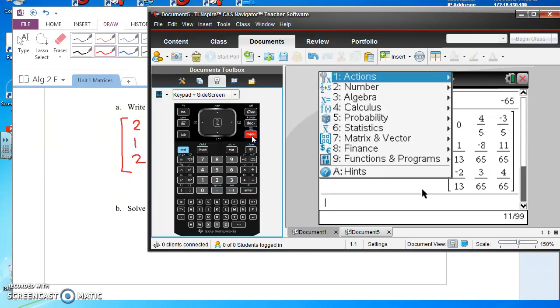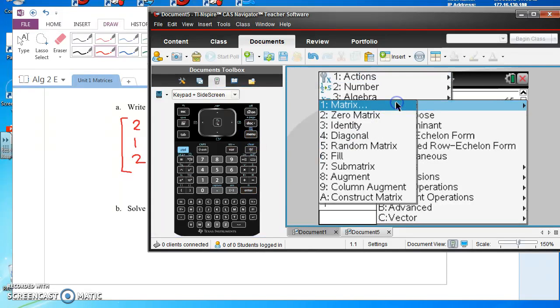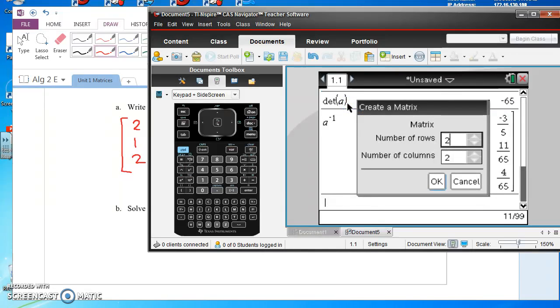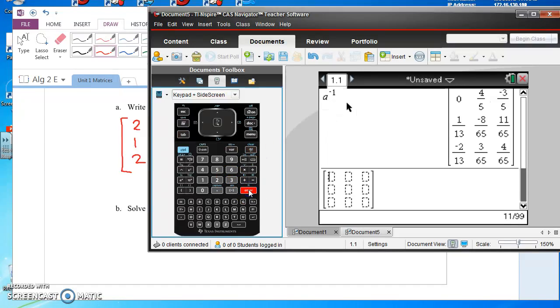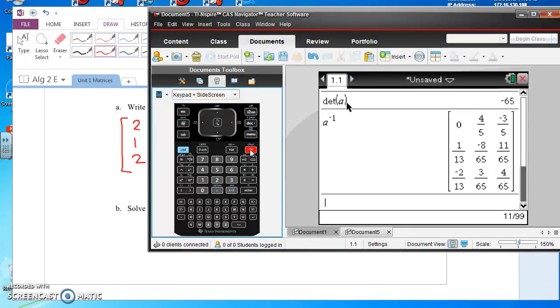I could just go matrix vector, create matrix. The first matrix I create will be a 3 by 3. And so I'll just input that matrix. So that's 1, 5, -4. Oh, sorry, back up. I'm copying from the wrong problem. Let me just try that over.